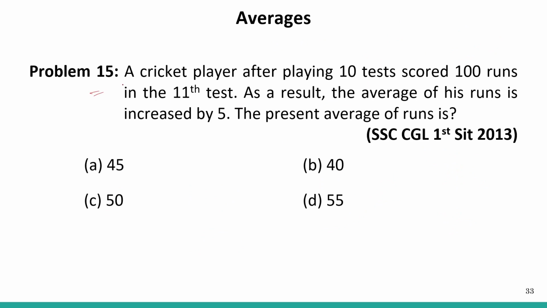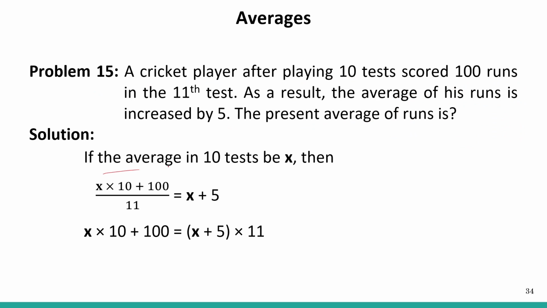So let's see problem number 15. A cricket player, after playing 10 tests, scored 100 runs in the 11th test. As a result, the average of his runs is increased by 5. So the present average of the runs is what? SSC CGL first sitting 2013 paper. Is it 45, 40, 50 or 55?